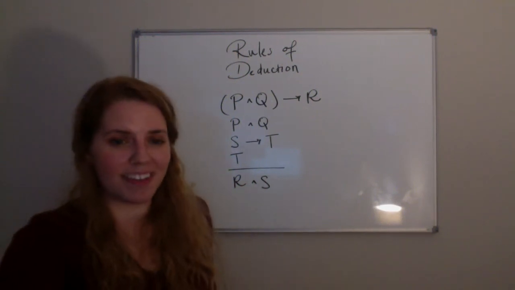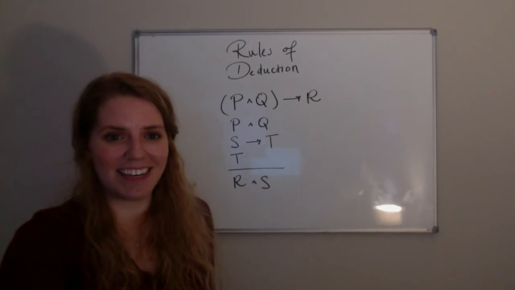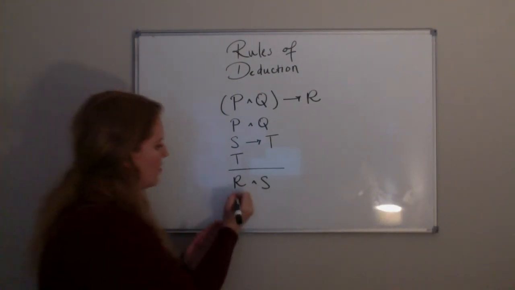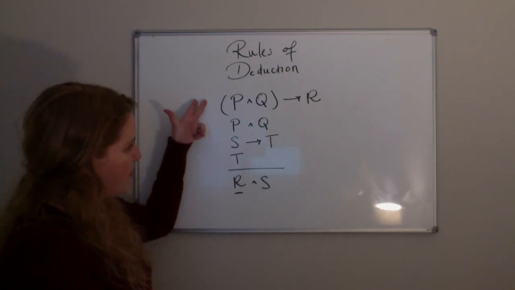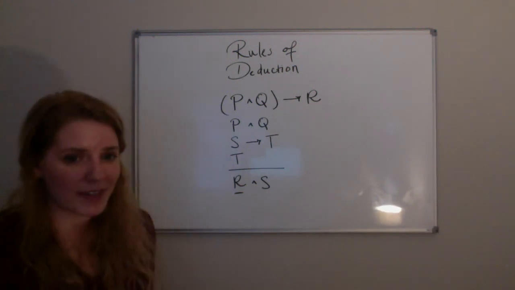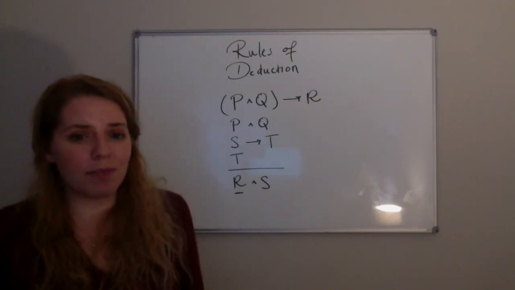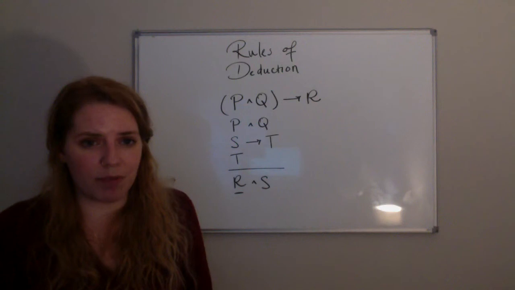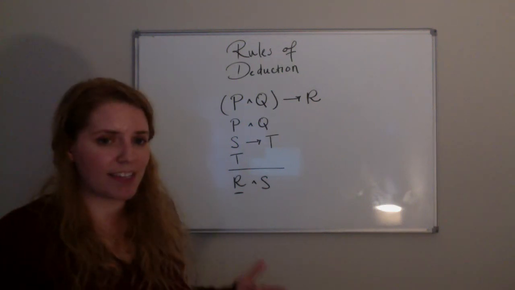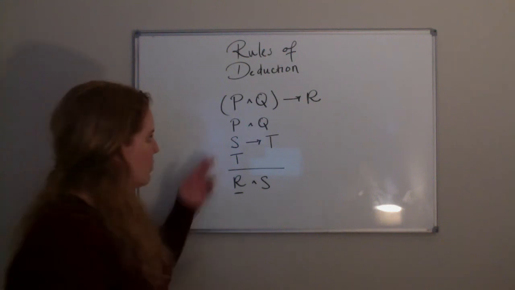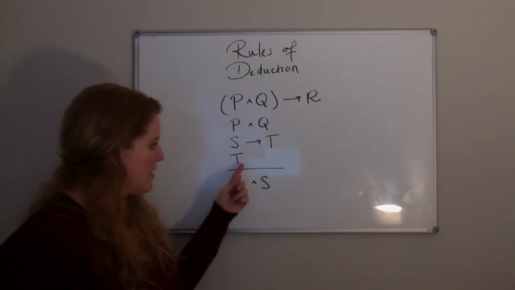Okay, so is this valid? Did we follow valid rules of deduction to get here? Well, we know that we can get R from premise 1 and premise 2 using modus ponens. So we know that R is okay, but in order for this to be a valid argument, the whole conclusion has to follow straight from the premises. So what about S? Can we get S from any of these premises? Well, let's look. Premise 3 says if S, then T. And premise 4 says T.